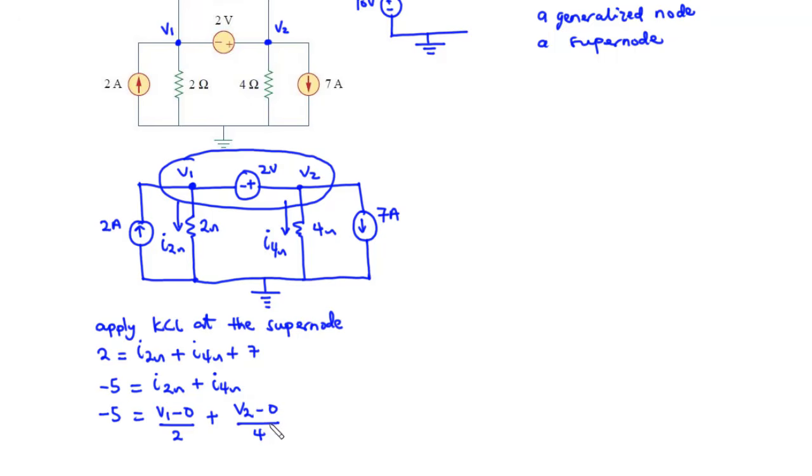So we multiply each term of this equation by 4. So 4 times negative 5, that is negative 20, equals 2 goes here once, 2 goes here 2 times. Now 2 times V1 is 2V1 plus 4 cancels out 4. We are left with V2. So we have negative 20 equals 2V1 plus V2. Now let's call this equation 1.